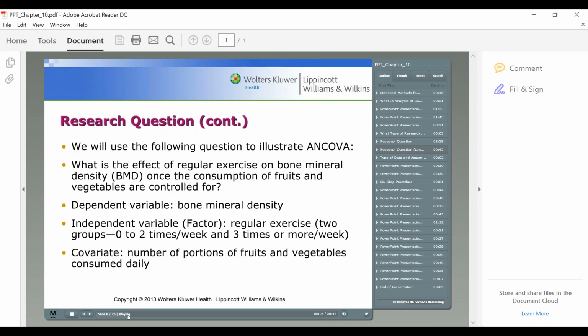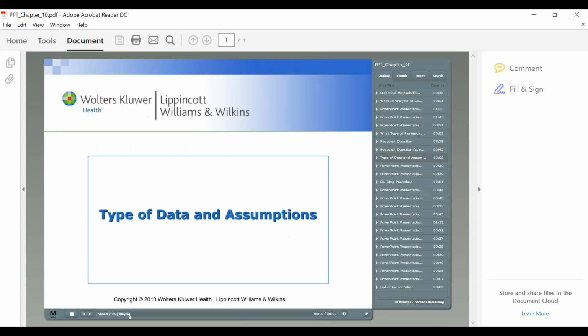So we're going to use the following question. What is the effect of regular exercise on BMD once the consumption of fruits and vegetables is controlled for? That is data that we would have to collect or have access to, so we could enter it into the equation. Of course, our dependent variable would be BMD. Our independent variable is broken down into two different factors: regular exercise for two groups, 0 to 2 times a week, and 3 times or more a week. And then our covariate would be the number of portions of fruit and vegetables consumed daily.